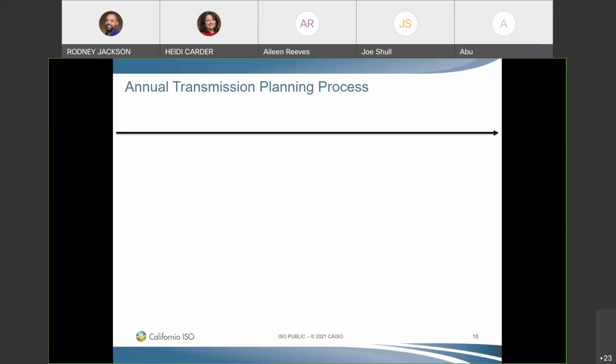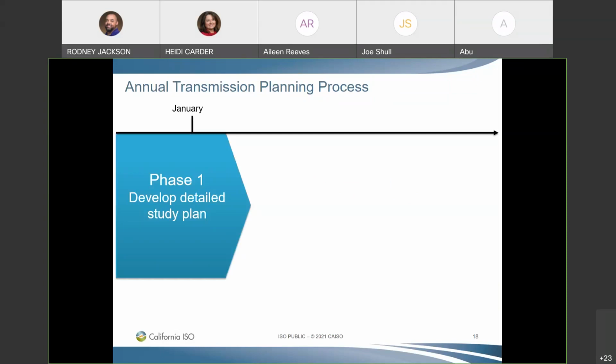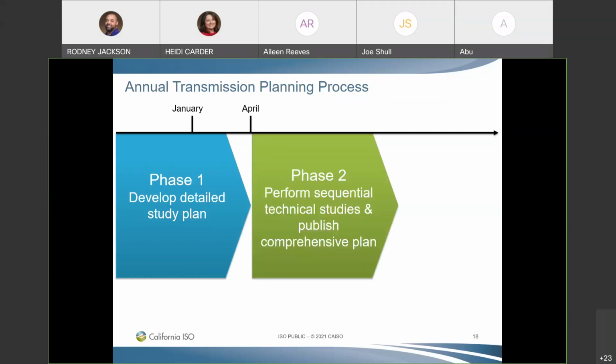Now, the annual transmission process begins and lasts about 15 months, and the process has two phases for the project: definition and evaluation, and a possible third for the competitive solicitation for selected projects. So phase one, we develop forward-looking assumptions. We take a look at everything that we have, the data that we have. Okay, so what is this going to look like going forward? Then in phase two, we perform analyses and identifying transmission needs.